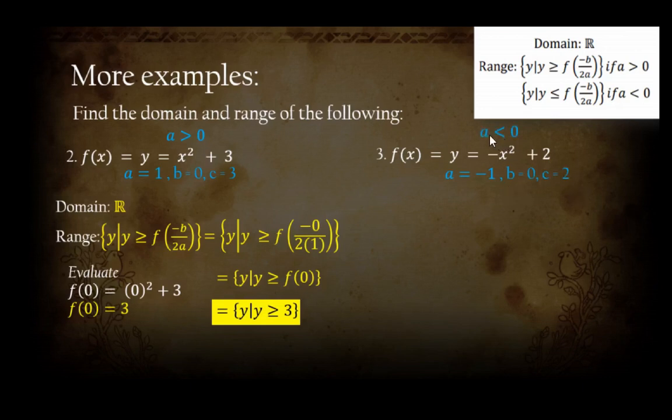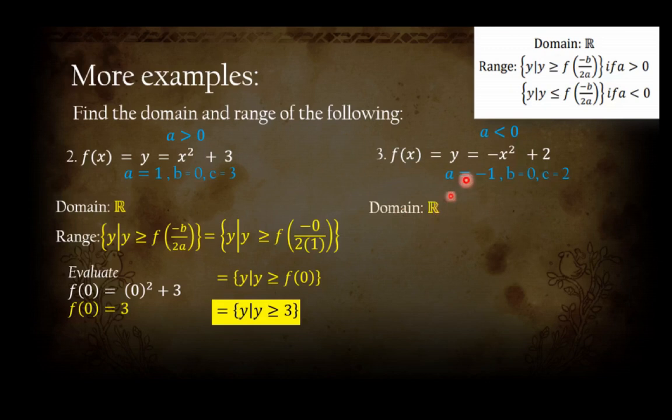And we decide kung ang a ba ay less than kay 0. Totoo ba? Si a ba ay less than kay 0? Or greater than kay 0? So in this case, si negative 1 ay less than kay 0. So mas malaki si 0 kay negative 1. So we will use the lower part of this condition sa range natin.